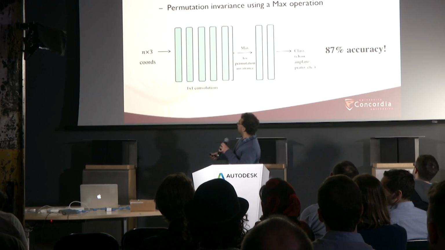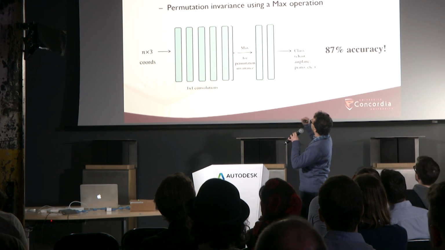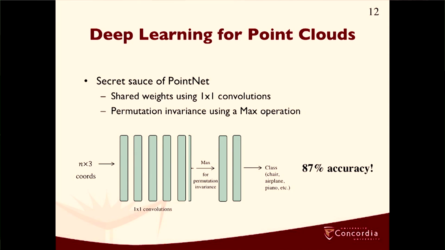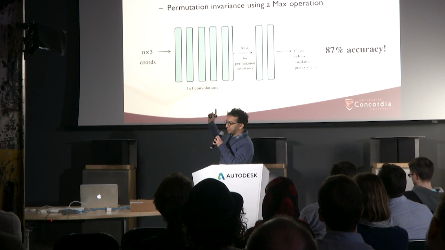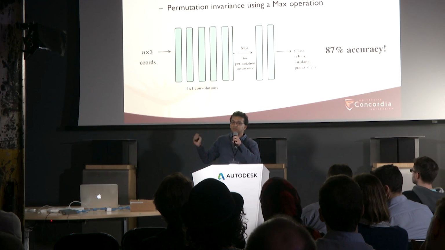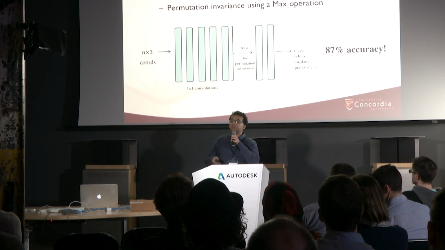So the secret behind Pointnet is, first of all, you need some one-by-one convolutions in order to share the weights between the points that the network receives as well as their x, y, and z coordinates. And you also have a max operation at the end of a bunch of layers, which makes the neural network permutation invariant. So the first half of the network will actually give you the same result regardless of the permutation of the points you give it.